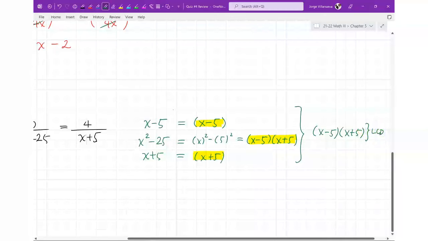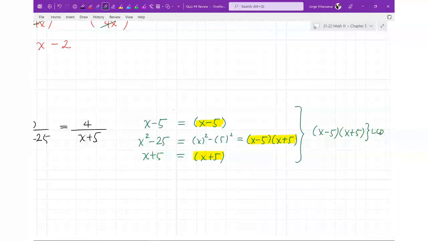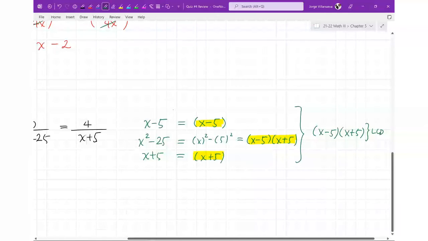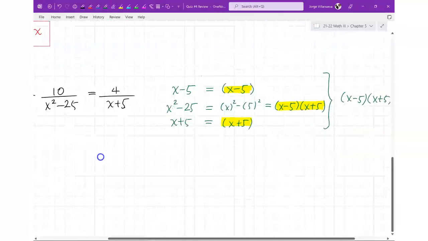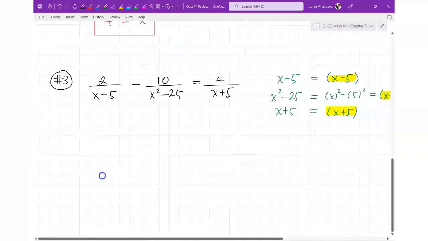X minus 5, x plus 5. Go ahead. So the LCD is x squared minus 25 factored? Yes. That's what it turned out to be, exactly. So let me go ahead and do this.